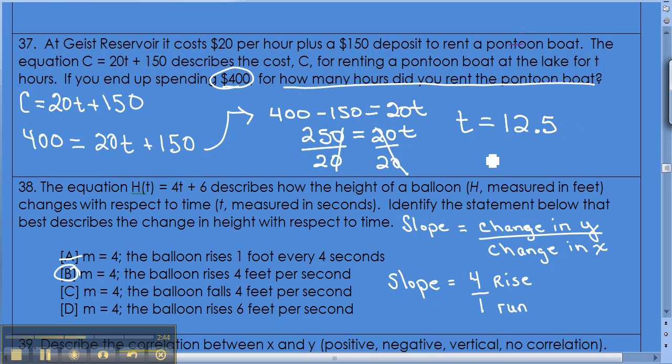So it is 12.5 hours. So they rented the pontoon boat for 12.5 hours.